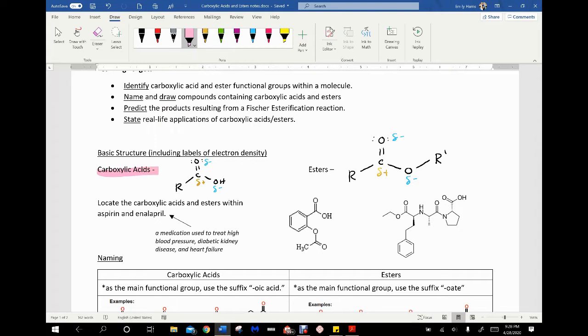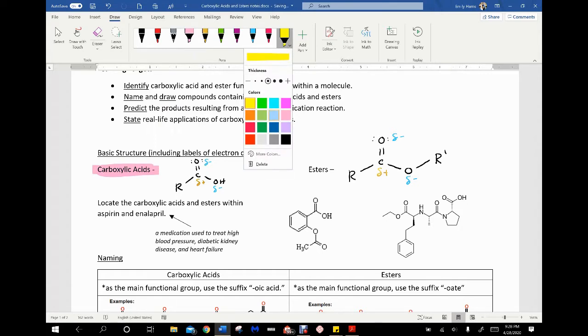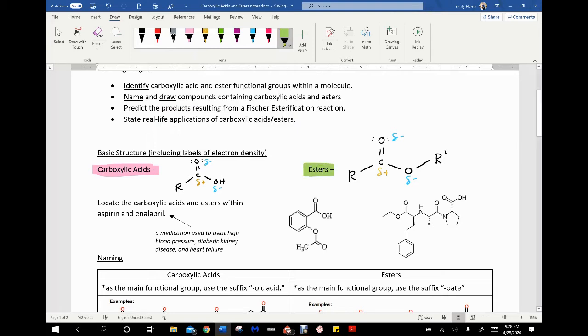All right, welcome back. Or I guess you technically may not have gone anywhere, but anyways, hopefully you gave it a try. So let's see if we can find those carboxylic acids. So again, what you're looking for is that OH attached to your carbonyl. So there's one in our aspirin. And we also have another carboxylic acid here on the far right of the enalapril. And then our esters, we have a lovely ester here on the end of our aspirin. And we also have another ester on the end of enalapril as well.